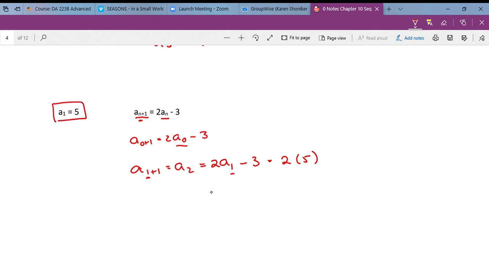So when you are finding the first term, it's 0 plus 1. Again, you'd run into trouble because you don't know A0. So if I plugged in 1, that means I'm actually finding the second term. If you plug in n is 1, you're finding the second term. And the second term would equal 2 times the first term, because n is 1, minus 3. So you would have 2 times 5, because they tell you that the first term is 5, minus 3, which would be 10 minus 3, or 7.